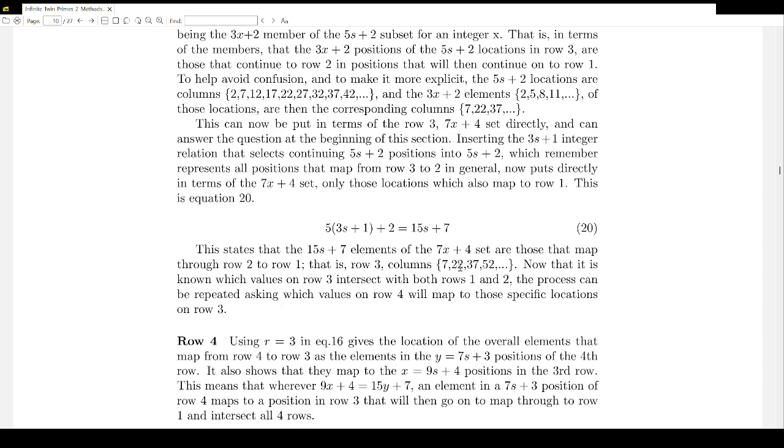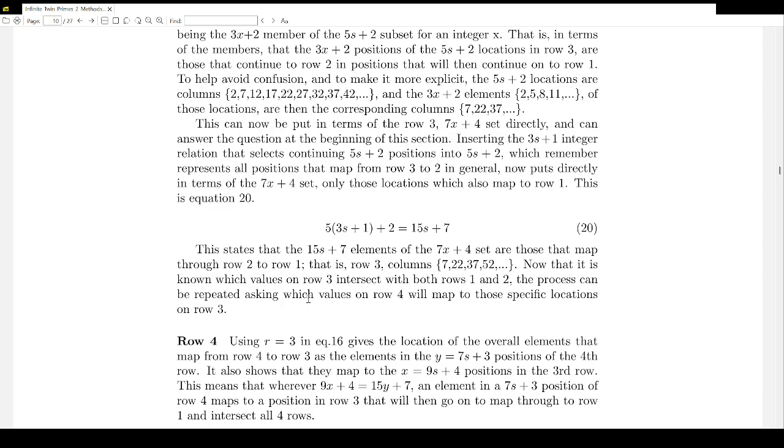So now we've used that strategy to track those positions. Now that it is known which values on row 3 specifically will intersect with both rows 1 and 2, you can go back up in that chart and count over on those columns, and you'll see that those are the 153 or 53 and 158, the values that I was talking about that map through all 3 rows. Or if you were just to extend this out, you'll see that those are the ones that go through all 3 of the first 3 rows.